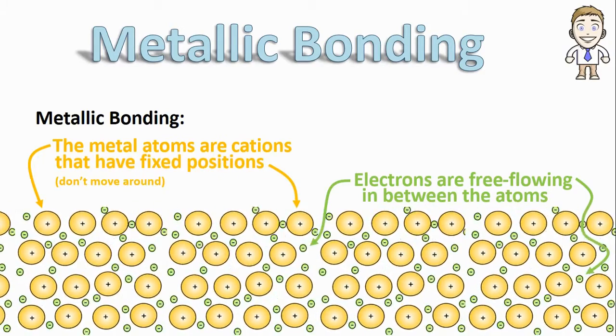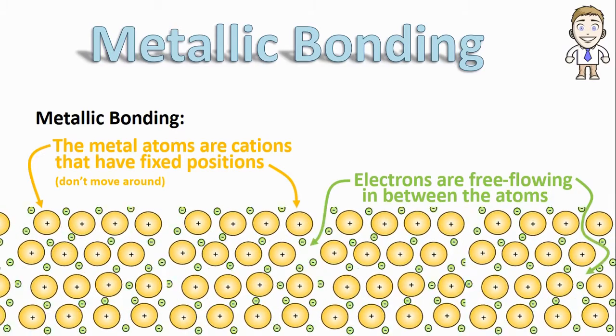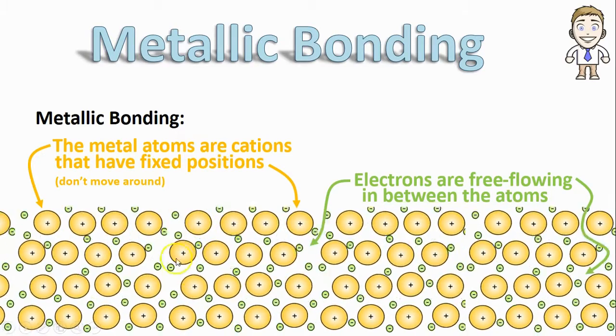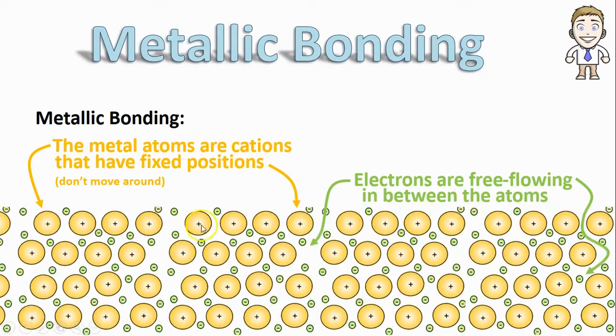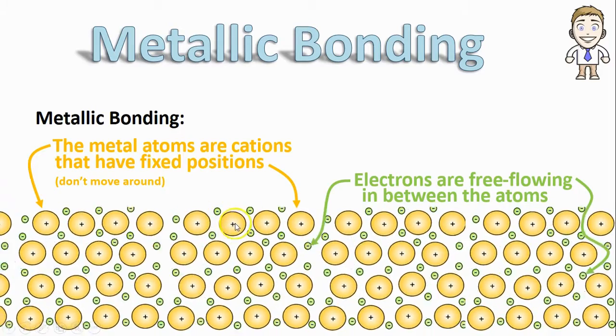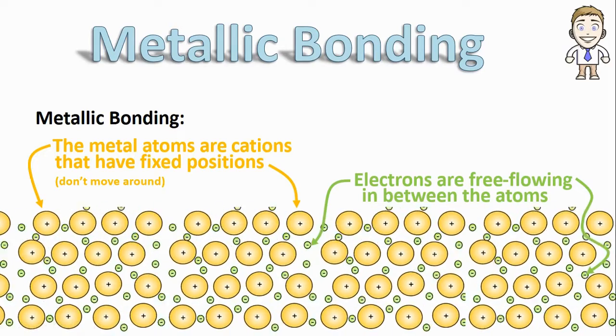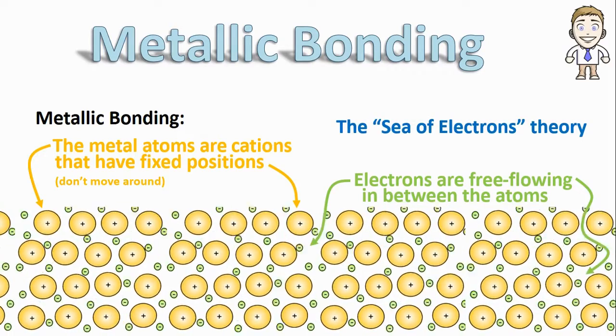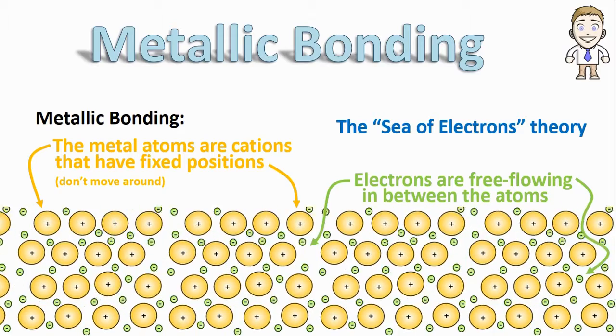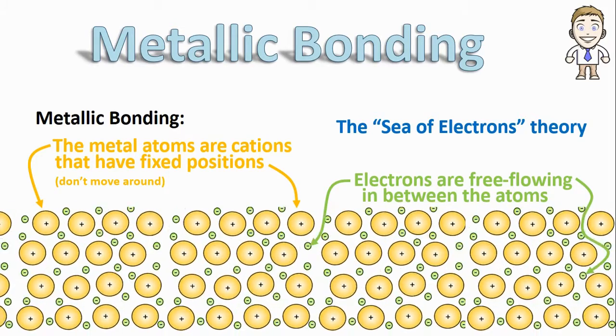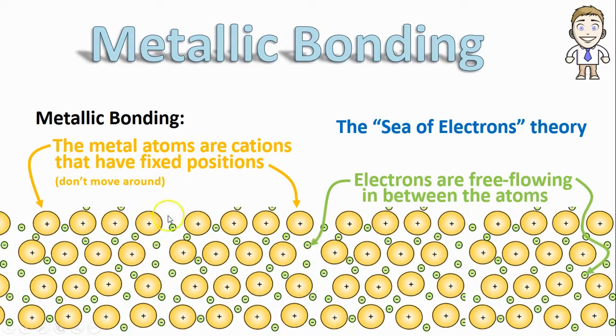Also notice that those cations have fixed positions, which means they do not move even though the electrons are moving. This positive ion is next to this one, and they're not changing positions even though they do vibrate a little bit. This has a name. Sometimes you might see this called the sea of electrons theory, because the electrons can flow in and around the cations just like water flows in the ocean.